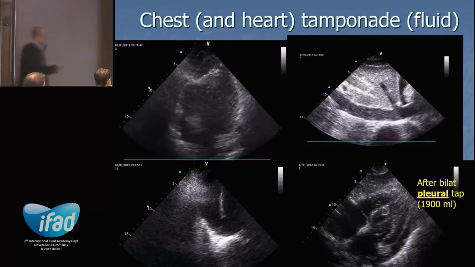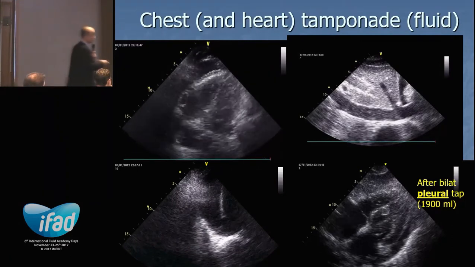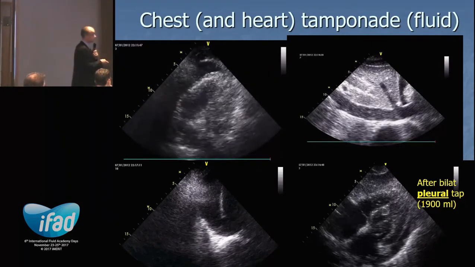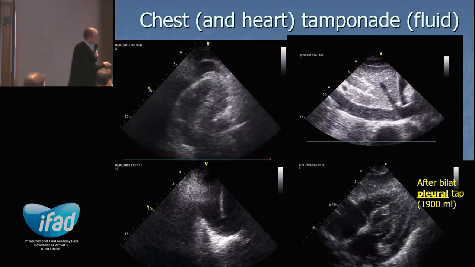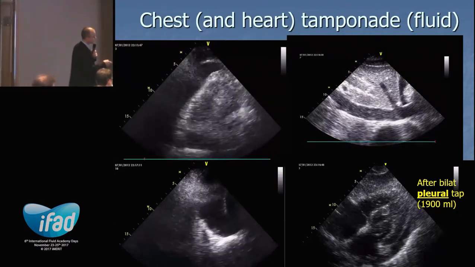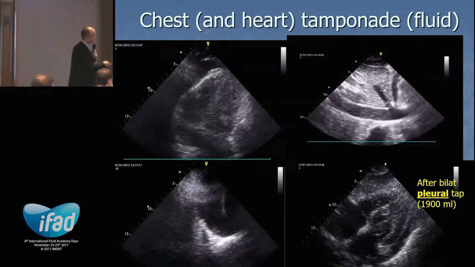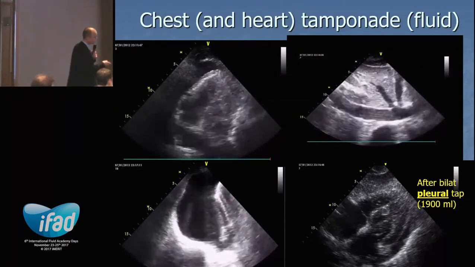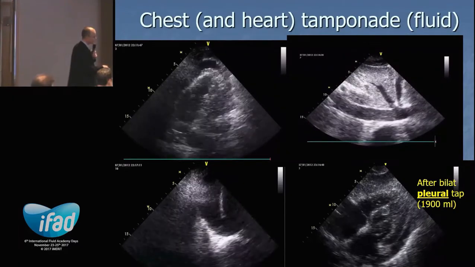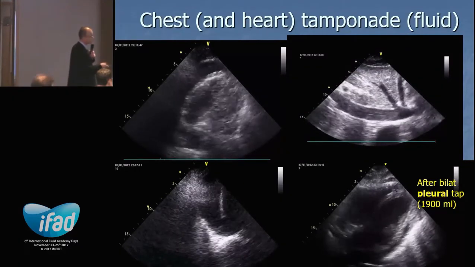If you look at this, this is a 60-kilo lady with a lymphoma admitted for dyspnea and in cardiorespiratory failure. There's a buckling of the free wall, compression of the atria, and quite an extensive amount of fluid in the pericardium, it looks like. But actually there's more than 1 liter in the pleura and distended veins.